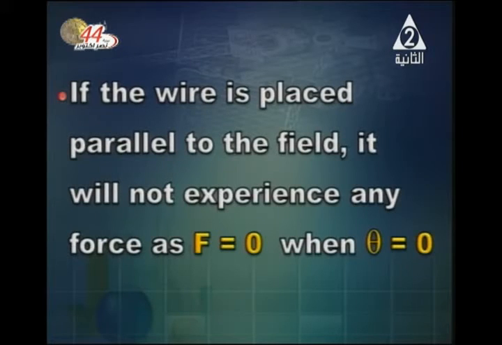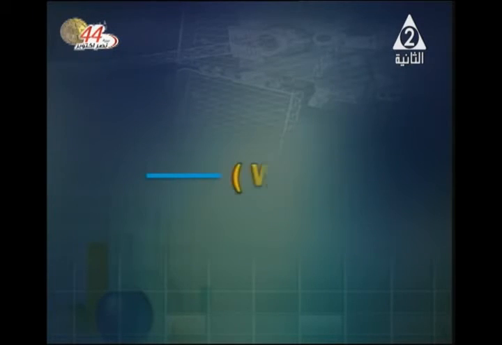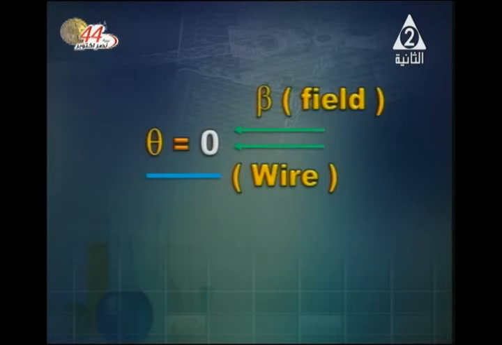If the wire is placed parallel to the field, it will not experience any magnetic force. The force is then equal to 0. Why? F is equal to BIL sine theta. Theta equals 0, sine 0 equals 0. This happens when the wire is placed parallel to the field. Field lines are parallel to the wire, force is equal to 0.